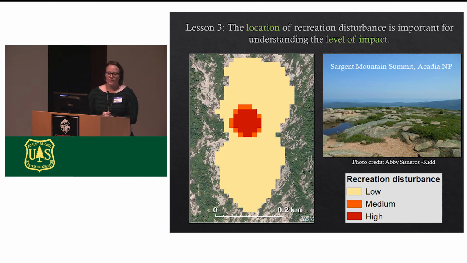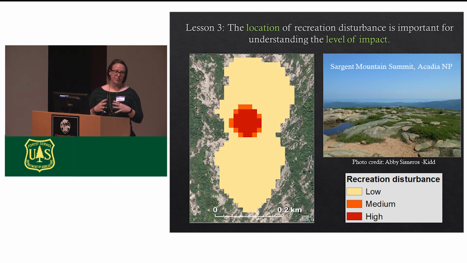Now, lastly, one of our other main takeaways was that the location of the recreation disturbance is incredibly important for the level of impact. This probably makes sense, but one of our recreation sites where we had GPS tracking data from visitors was a mountain summit in Acadia National Park in Maine. If you know much about mountain summits on the East Coast, these above-treeline habitats are very rare. There's not very much of them on the East Coast, and so this is an incredibly sensitive habitat system. It's basically alpine tundra that could be particularly important to different species.